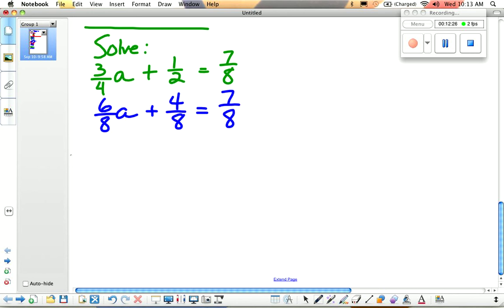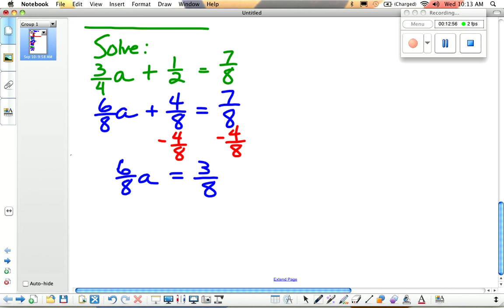Now we'll go to work and do our steps. Okay, what are we going to do first? Subtract what? 4/8. Okay, we have to subtract 4/8 from both sides. Our equation now reads 6/8 a equals 7/8 minus 4/8, which equals 3/8. Because 7 take away 4 is 3, right?